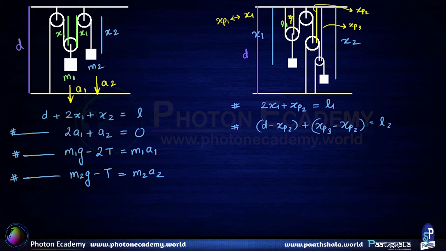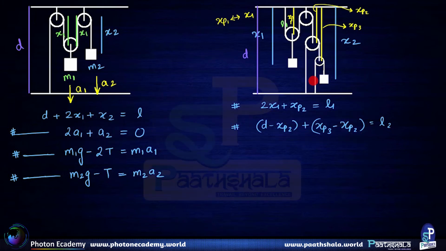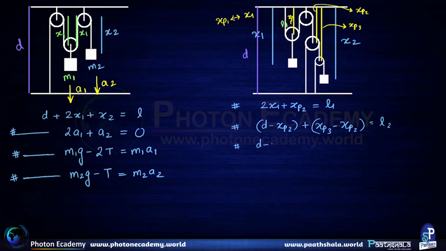And now the third equation happens to be this length of the string. So this part is now again going to be d minus xp3. And this part is going to be x2 minus xp3. So we can write that down now. So this is d minus xp3 plus x2 minus xp3. So this is going to be the length of the string 3.